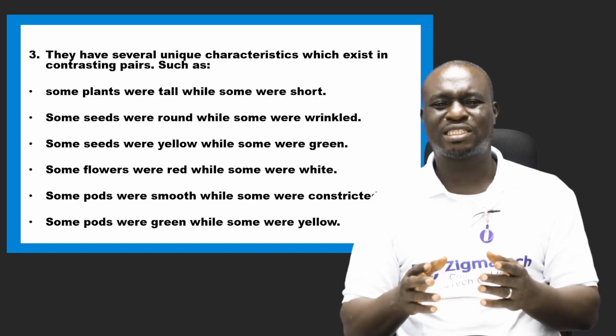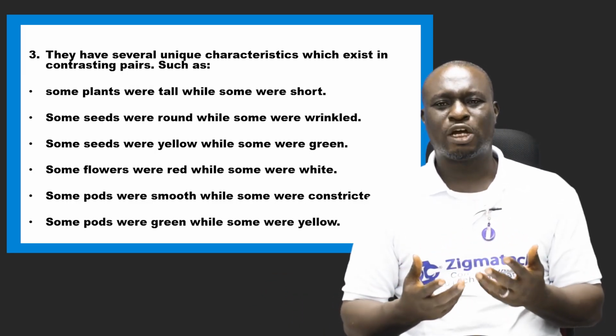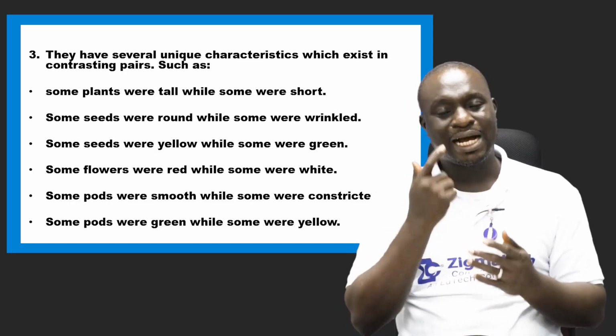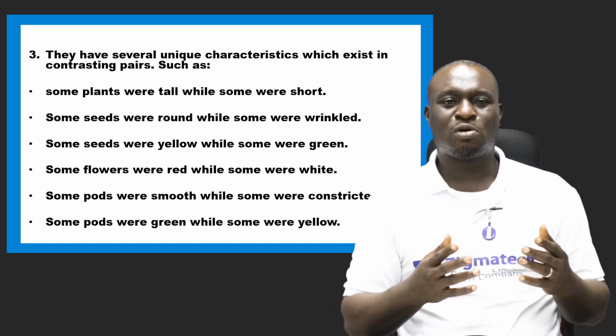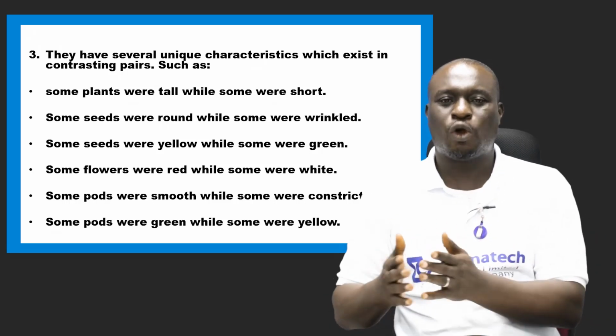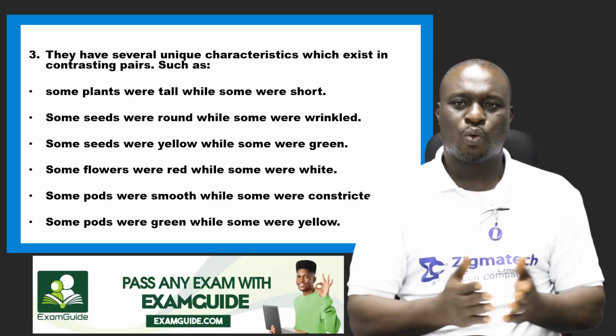And these characteristics occur in contrasting pairs. Well, what do we mean by they occur in contrasting pairs? I'll give you an example. He discovered that the garden pea plants, we have the short garden pea plant and we have a tall garden pea plant. They are contrasting and they are in pairs. We have short, we have tall.